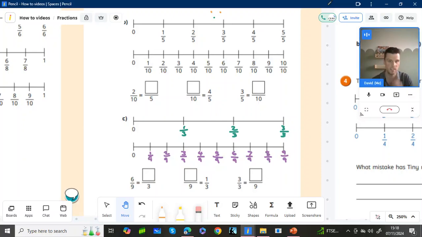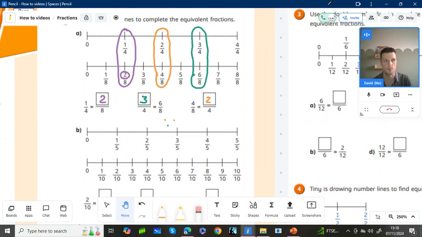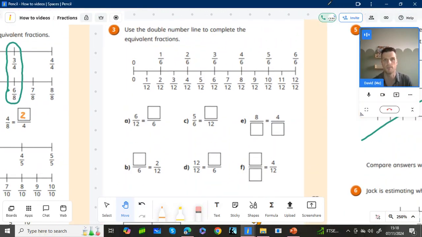Yep, you can just about see that. I've already filled in the number line for you because I appreciate you can't write that on screen. So use the number lines to answer B and C. Pause the video here so you can. All right, then we're going to move on to question 3. Okay, so there we go.